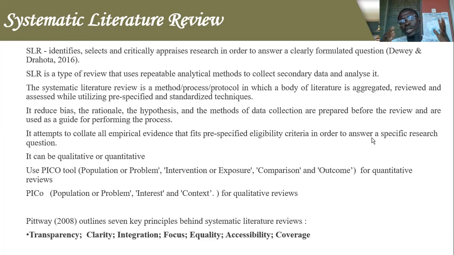When you talk about the systematic literature review here, we are looking at how we can reduce the bias found in the traditional literature review. The rationale, the hypothesis, and the method of data collection are prepared. The word systematic is used to differentiate it from the traditional literature review. We are not just reviewing any literature anyhow, as normally happens in traditional reviews. Here, we are going through a systematic, pragmatic way, because we want to reduce bias, gather relevant data, and answer a specific research question.